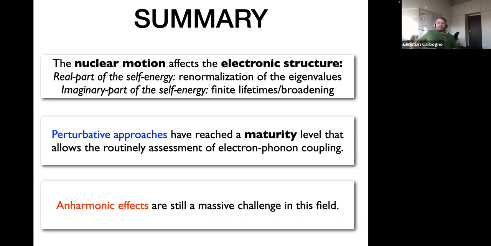Perturbative approaches that build on the harmonic approximation and also include electronic structure perturbation have reached a maturity that really allows you to assess electron and phonon coupling consistently, both for band structures and for conductivity. Anharmonic effects and accounting for them is still a massive challenge in this field. For the simpler problem of looking at just the renormalization of the band structure, we've made some progress there. Really calculating the lifetimes is an even more challenging issue and hopefully will be solved in the next couple of years. And with that, I'm finishing the second part of my talk, and I'm looking forward to your questions and your comments. Thank you very much.